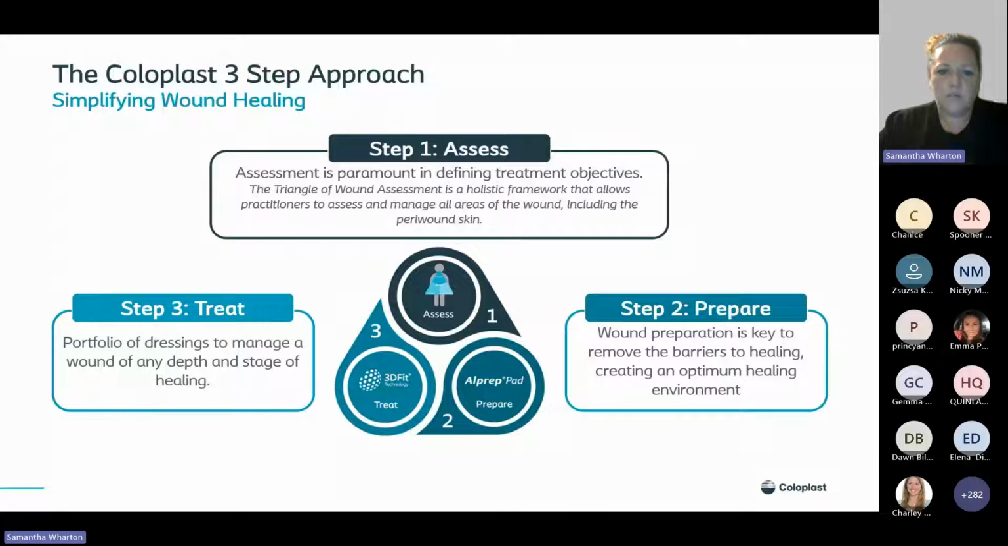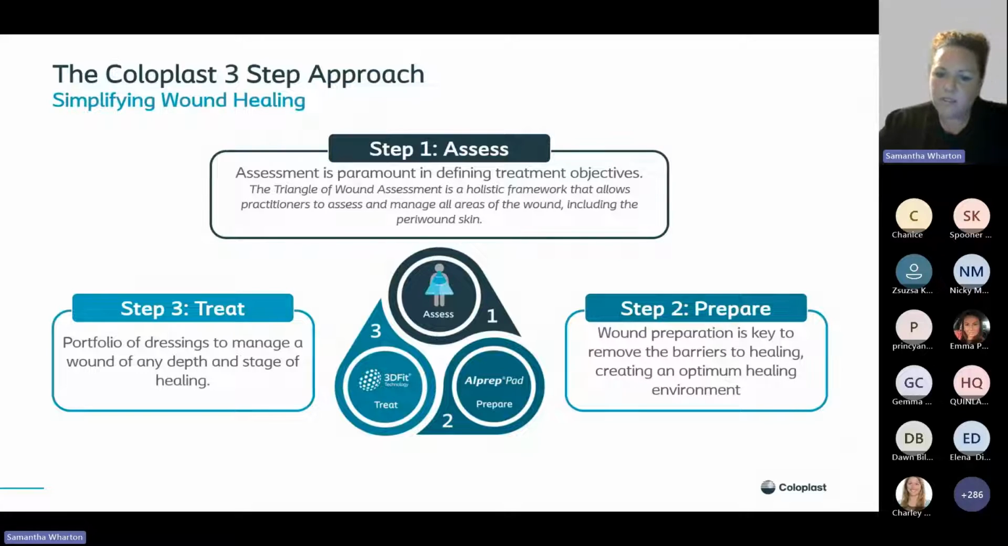It's called the Triangle of Wound Assessment, and it looks at those psychosocial factors surrounding the patient, the actual patient factors, so what age they are, what their mobility is like, what medication they're on, what other comorbidities they have. And then it looks at the finer detail of the wound, and it covers the 3 aspects of the wound. So that's the wound bed, the wound edge, and the peri-wound skin. We'll go into this in more detail because we'll go through each step.